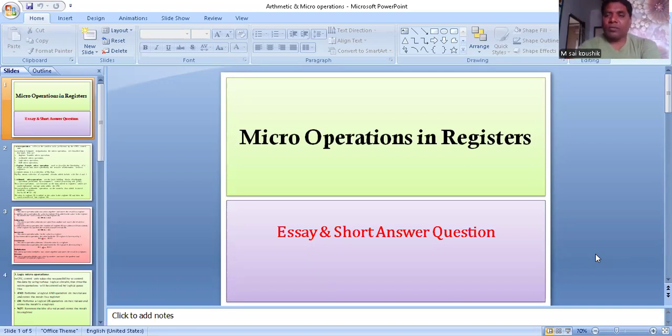Today I want to discuss one of the important examination-point-of-view questions. Without this question, we can't expect a computer organization question paper: micro operations in registers. Before starting this topic, I want to discuss a general topic.